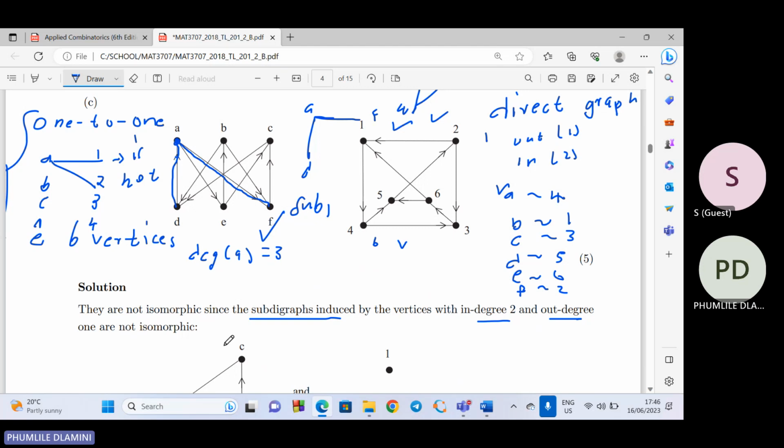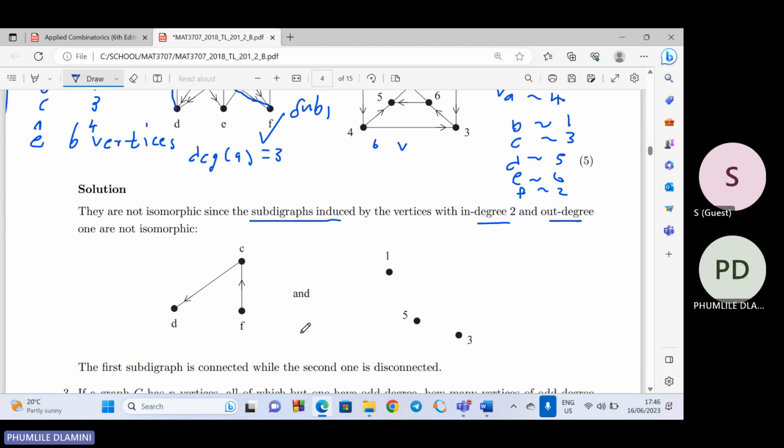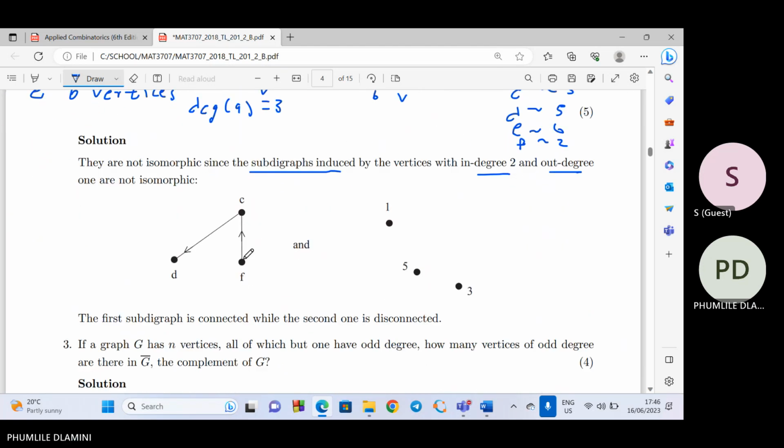So they are not isomorphic. When they are not isomorphic, they draw it for you, one of the graphs and the other one, and they use a difference. You can also use a difference to prove that. Then the first subgraph is connected while the second one is not connected. So that's how you check it.